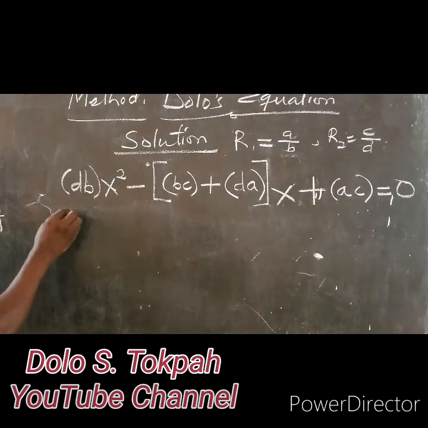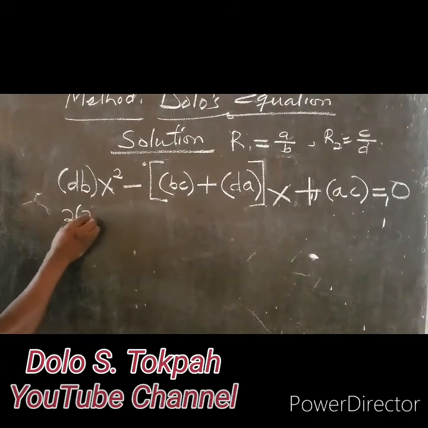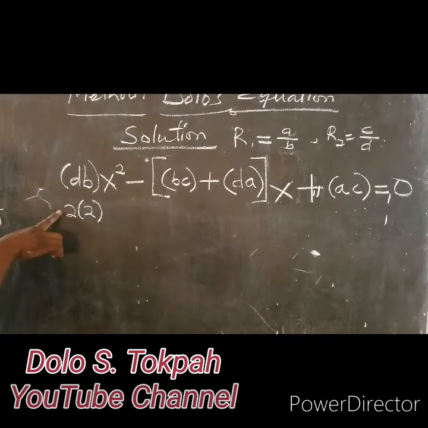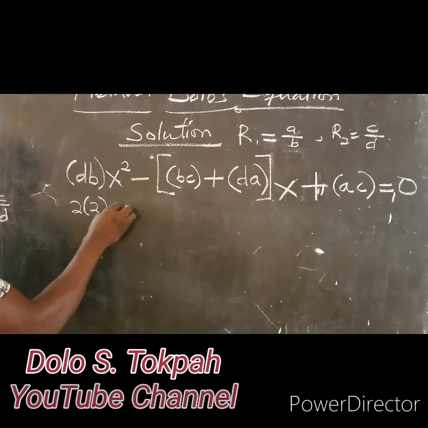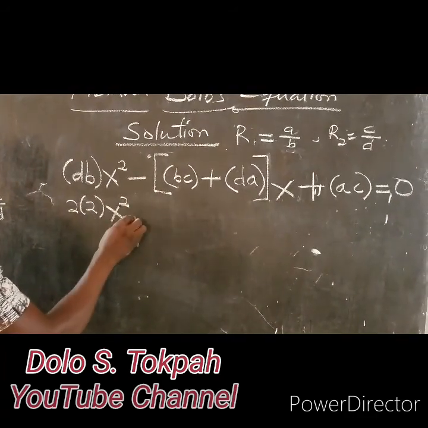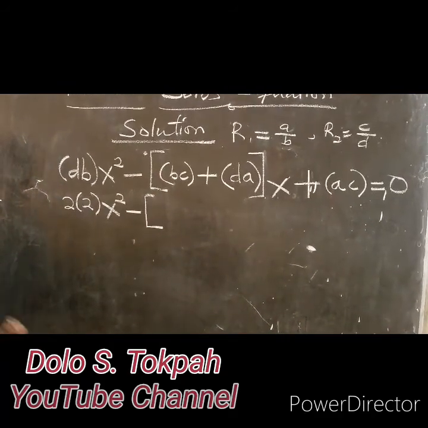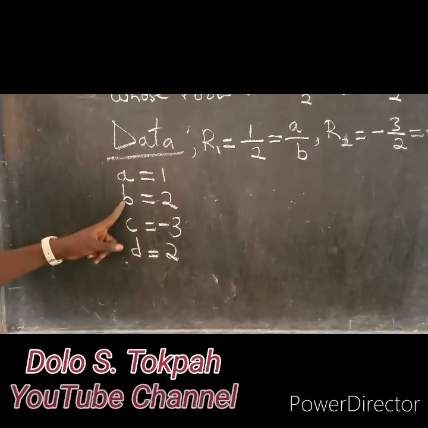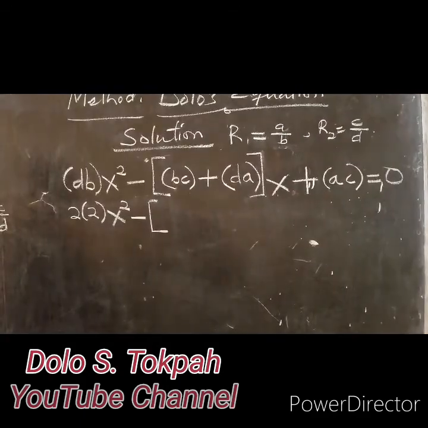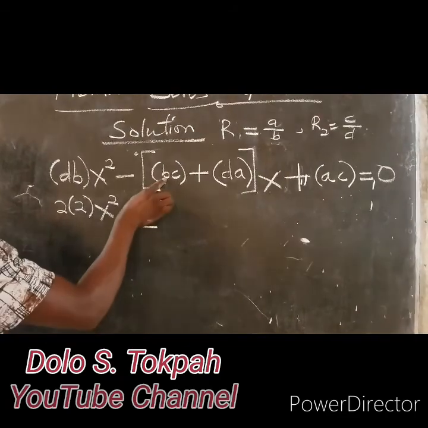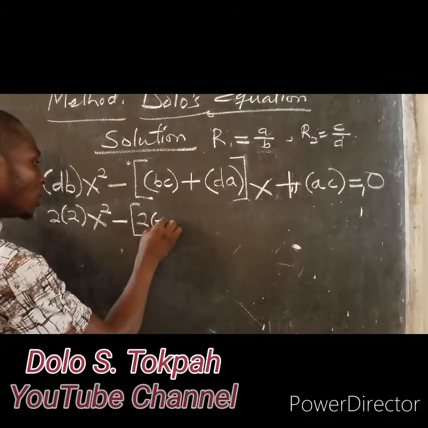Now D is equal to 2, so we say 2, parenthesis open, B is equal to 2. These are the denominator of root 1 and the denominator of root 2, against x squared. So minus, braces open. Then let's get B and C from the data. B is equal to 2 and C is equal to minus 3. So we substitute for B and C: B is positive 2 times C is negative 3.